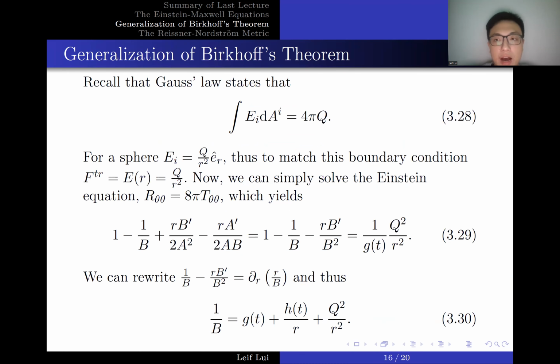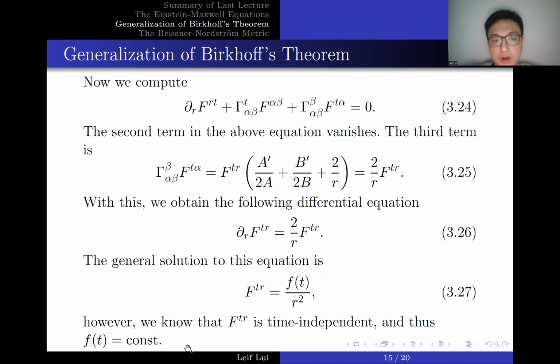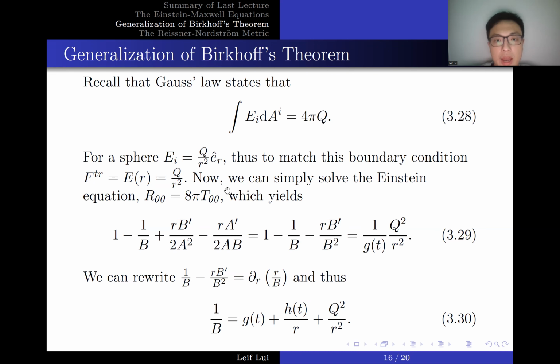Now, recall that Gauss's law states that the surface integral of the electric field is equal to 4 pi times the enclosed charge. And for a sphere, since the area is 4 pi r squared, we cancel the 4 pi's, and we get the electric field in the radial direction is q over r squared. And thus, to match the boundary conditions, this constant here must simply be q. And now we are ready to solve the Einstein equations.